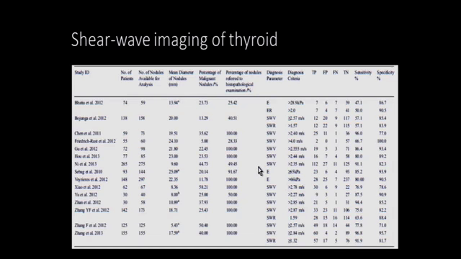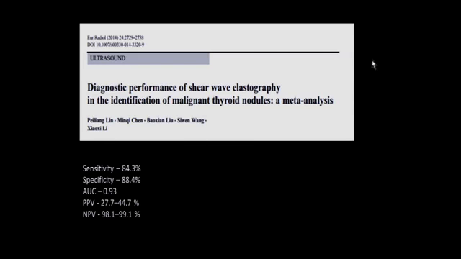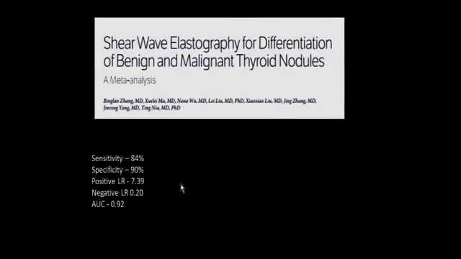So these are some studies performed with shear wave imaging, and you can see some of these are meta-analyses, but the number of nodules and the sensitivity and specificity are all over the place. I think it's because it's a new technique, and it's still in evolution. These are some studies. This particular one, Lin from China, shows a sensitivity of 84% and specificity of 88% with a good negative predictive value of almost 99%.